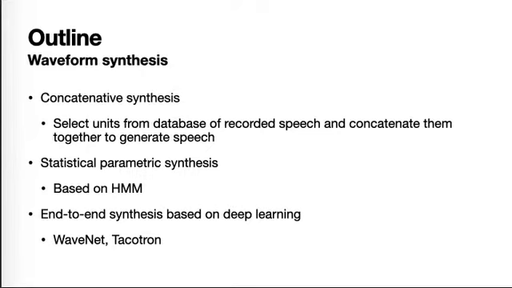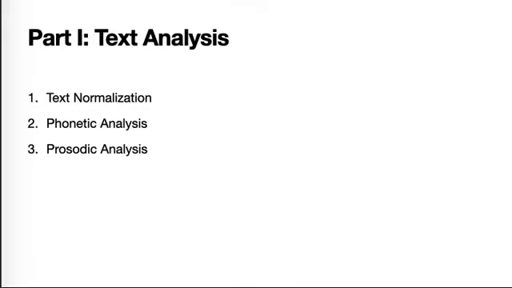Next, I will talk about text analysis. This is the first part of speech synthesis. We'll look at text normalization, phonetic analysis, and prosodic analysis. Raw text needs to be first pre-processed or normalized. The first task is sentence tokenization. Then we need to deal with non-standard words and also homograph disambiguation.